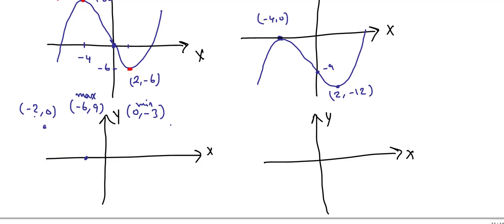Negative 6 and 9, let's do it here. And this is negative 6 and 9. This is negative 6 and 9. And the 0, minus 3 should be somewhere here. 0, minus 3. How do I draw it? Let me do it quickly like this, a bit better.